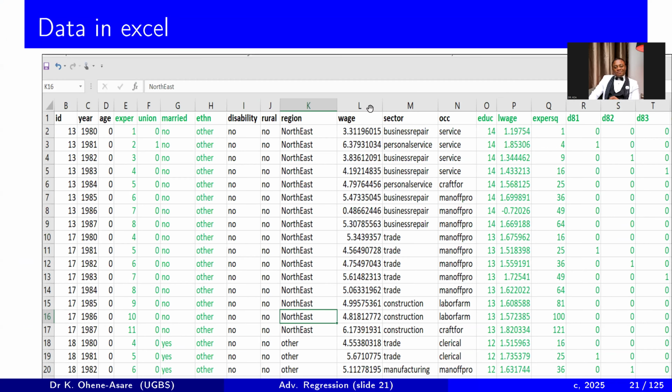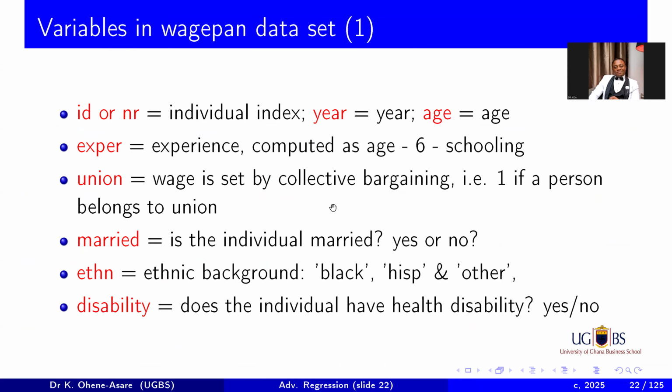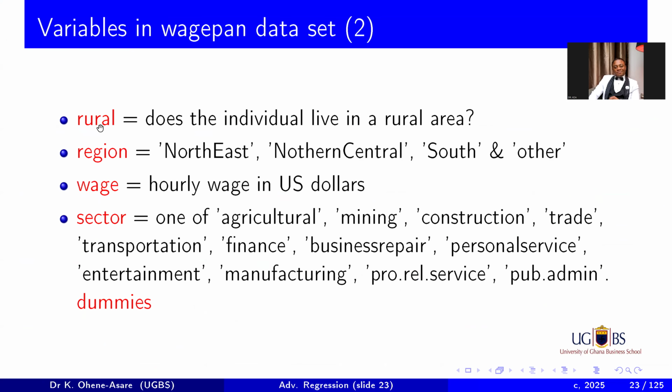Guys, pay attention. You might see this in an exam. Now, rural: does the individual live in a rural area? Region: is the person in the northeast, north central, south, or other? Wage: wage is the hourly wage in dollars.